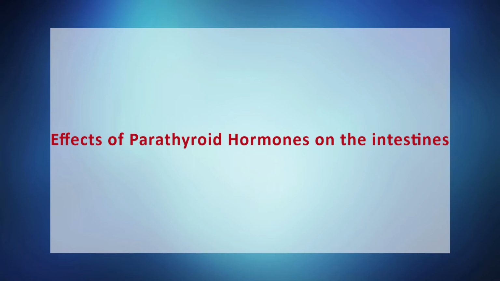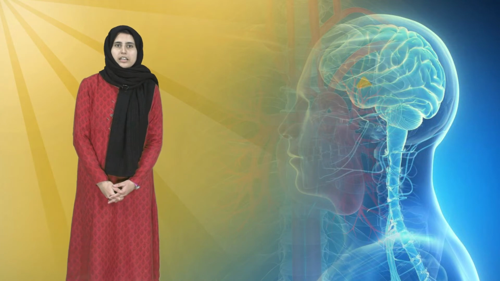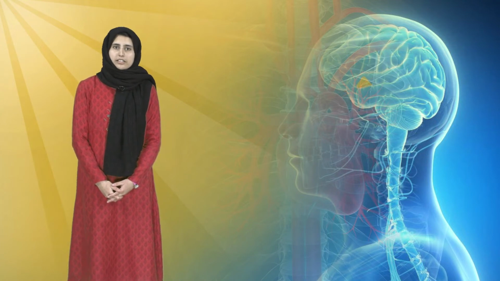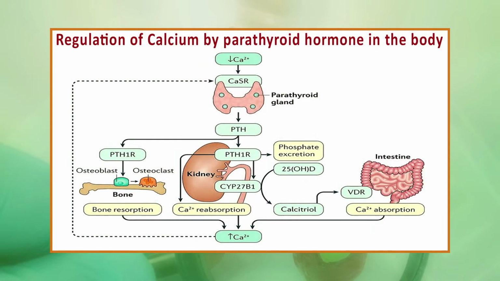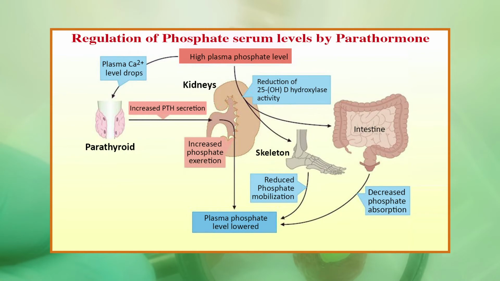Now let's discuss the effects of parathyroid hormone on the intestines. Parathyroid hormone may have a direct action on calcium absorption in the upper small intestine, but this is unproven. The major effects are indirect by stimulating 1-alpha hydroxylase. This causes the production of calcitriol, which promotes calcium and phosphate reabsorption in the intestine. Although parathyroid hormone causes increased mobilization of phosphate, due to the parathyroid hormone mediated excretion of phosphate in the kidney, the overall effect is to reduce serum phosphate levels.